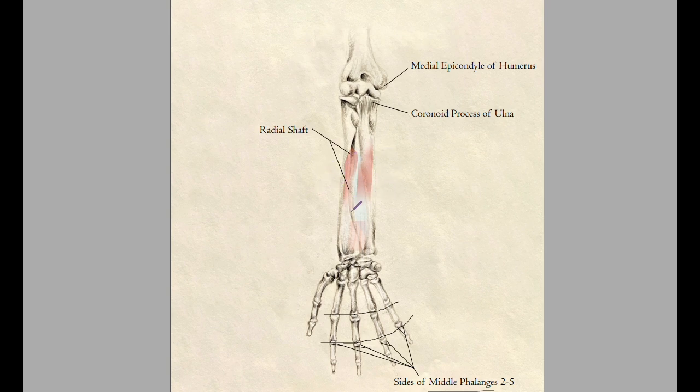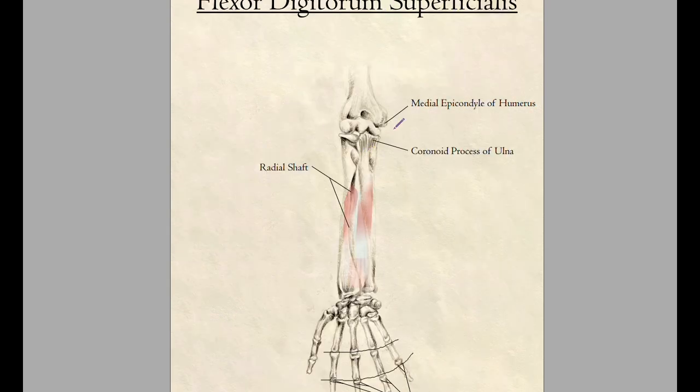Okay, so now the Flexor Digitorum Superficialis is going to start attaching to a common site where many of the other flexors that we're going to see from here on out are going to be attaching, which is the medial epicondyle of the humerus. That's where a lot of them are going to attach, and you're going to see that. It's also going to have fibers that insert onto the coronoid process of the ulna, and some fibers that insert onto the radial shaft.